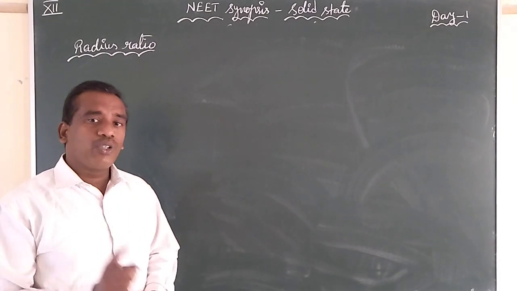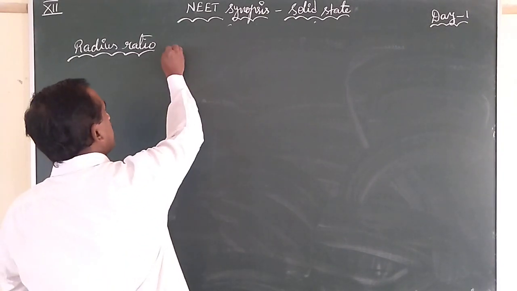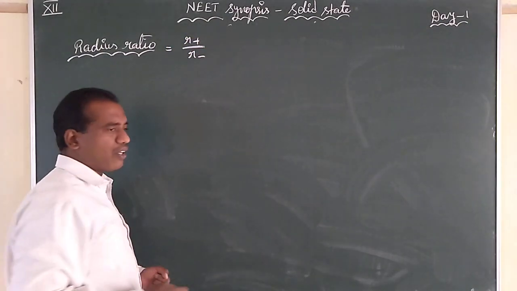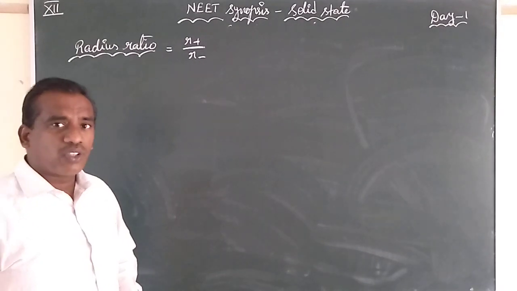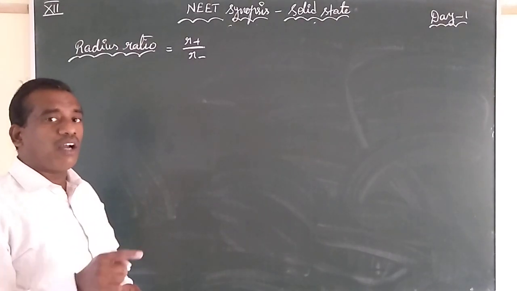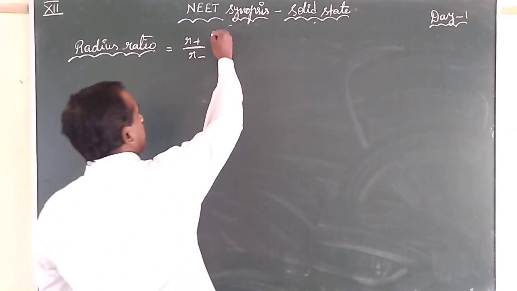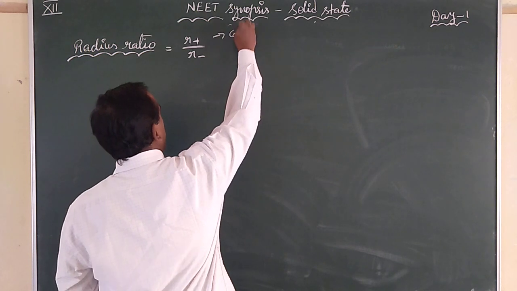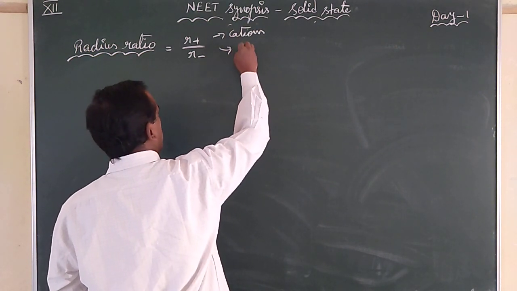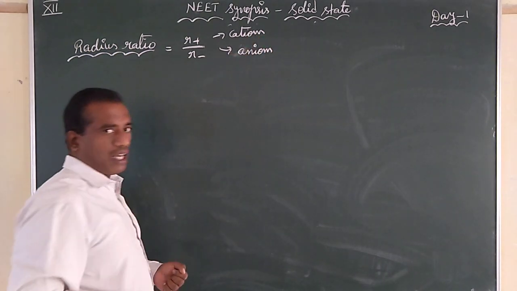It is the ratio of radius of cation to the radius of anion. Radius ratio is the ratio of radius of cation to the radius of the anion. Generally, cations will be very small, whereas the anions will be somewhat large.